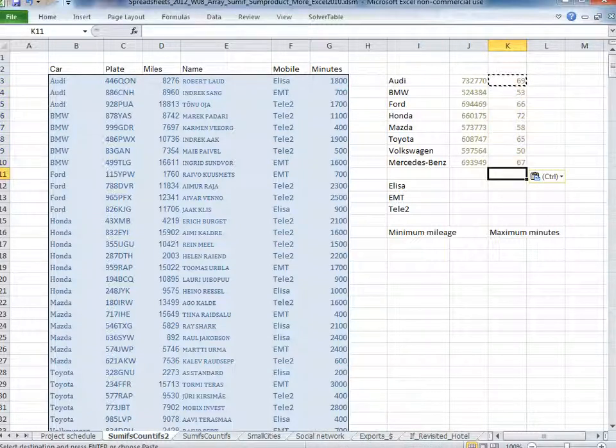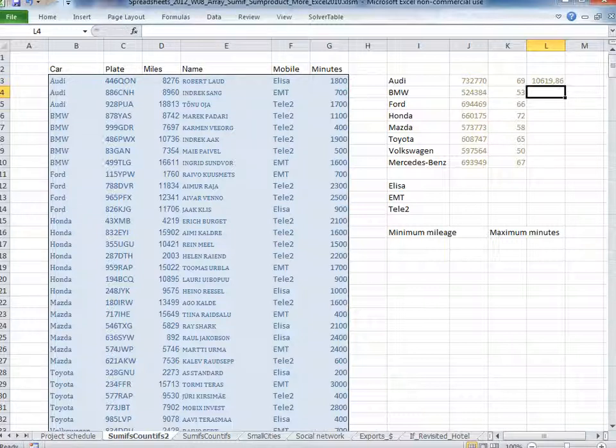There are 72 Hondas, which is the biggest number. But let's see whether Audi, who has the biggest sum, has also the biggest average. Let's check that one as well. And average can actually be done in such a way that we take the sum of all Audi's miles and divide it by the number of Audis. The SUMIFS is divided by COUNTIFS.